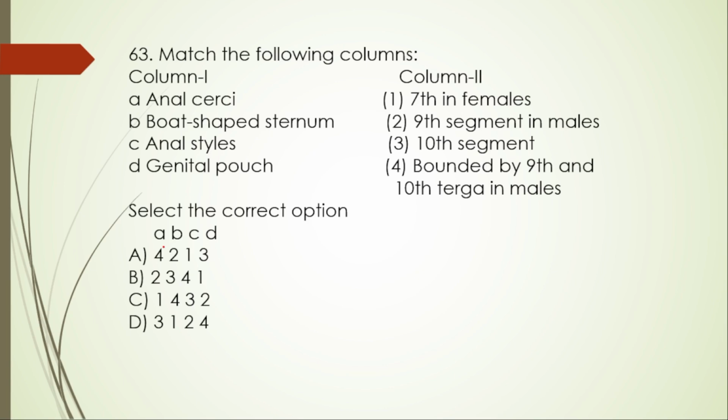Next, match the following. Column 1 with column 2. Anal cerci is matching with the third one, that is the 10th segment. Boat shaped sternum, that is 7th in female. You just keep this one in mind. Many times they asked about the boat shaped sternum. So B is 1, and then A is 3. So the right option is option D.